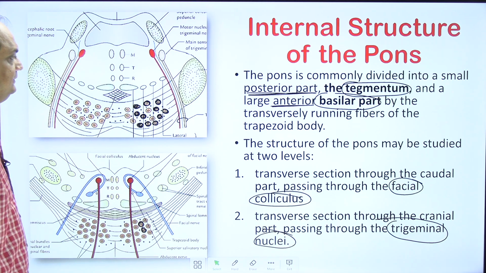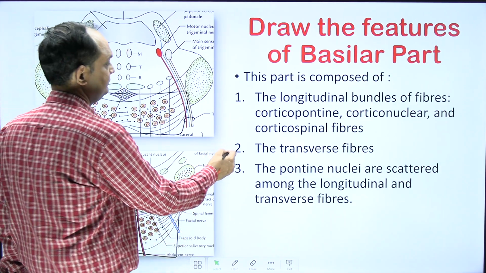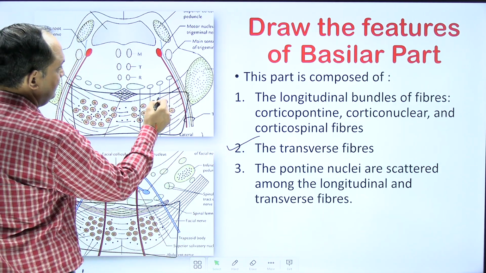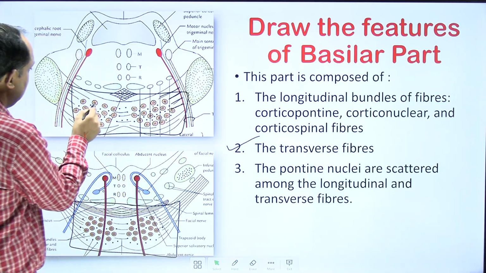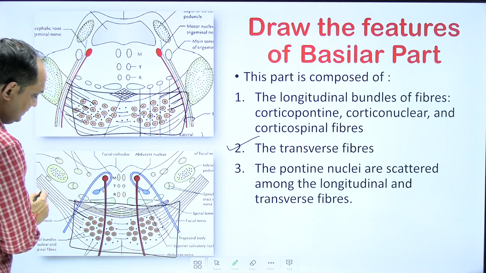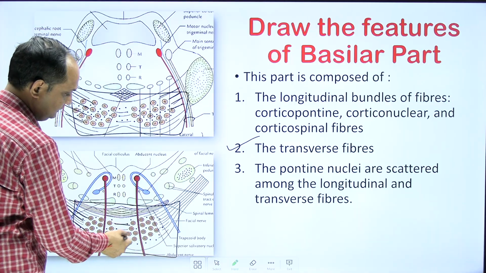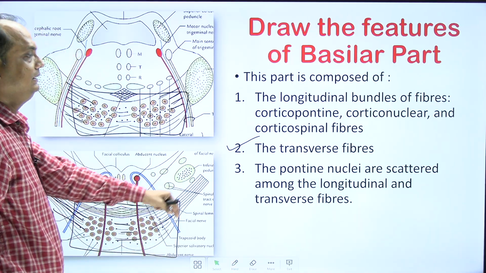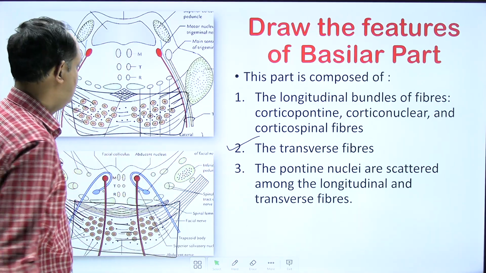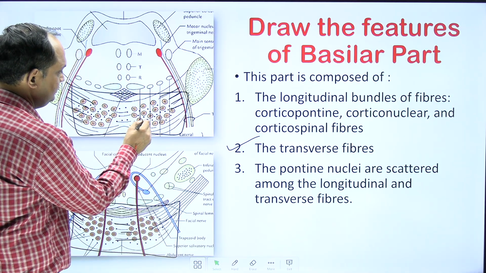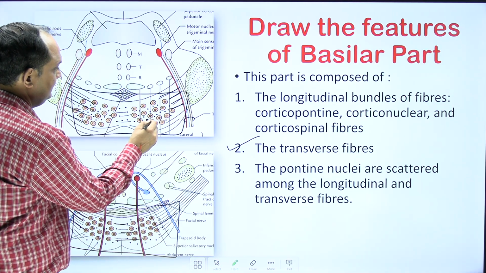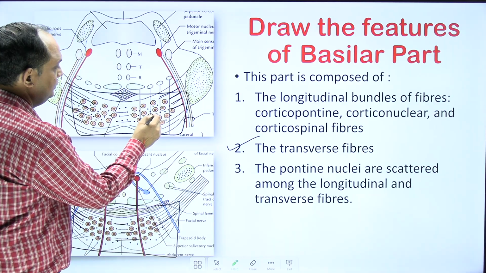Now apart from that, the second thing you will have is the transverse fibers. These transverse fibers are here. They are a feature of the basilar part, and they are present in both sections. And the third thing is the pontine nuclei. Here you can see the small dots. These black dots represent the pontine nuclei.